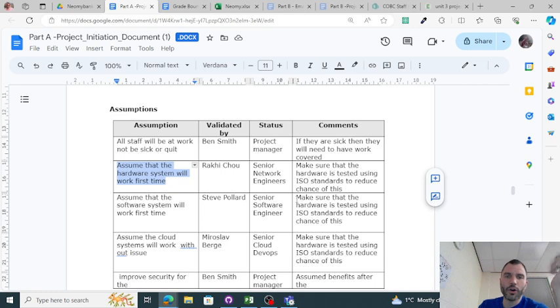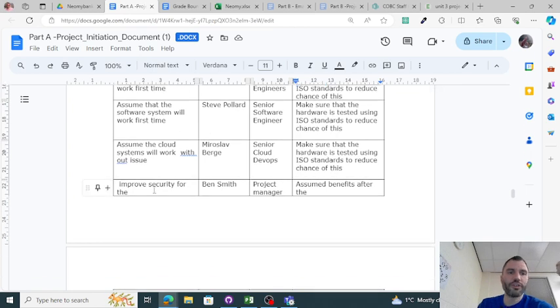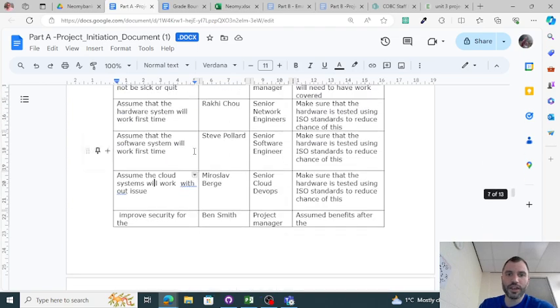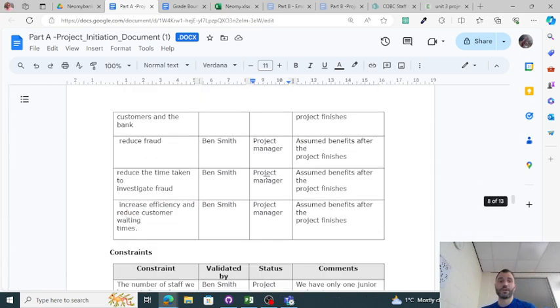But the comments are, we make sure that everything's tested well. If the staff are there, we're going to make sure that they're covered. Assume that cloud systems will work. Again, that comes down to testing. And say which one of the engineers would validate whether that assumption was real or not. And their status is their status in the project. So I'm the project manager, validated by Ben Smith. My status is project manager.